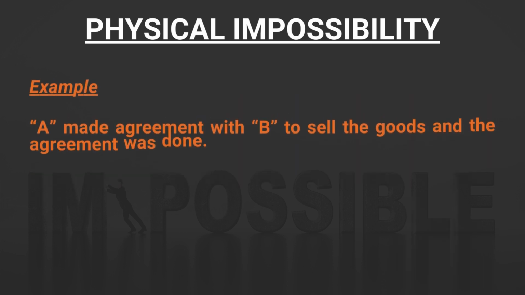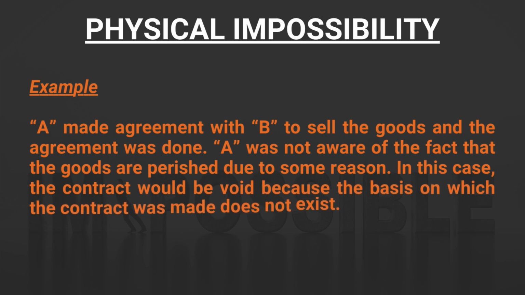Let's take an example that A has made an agreement with B to sell the goods and the agreement was done. A was not aware of the fact that the goods are already perished due to some reason. So when goods are not there, what obligation will they perform? In this case, the contract would be void because the basis on which the contract was made does not exist anymore.